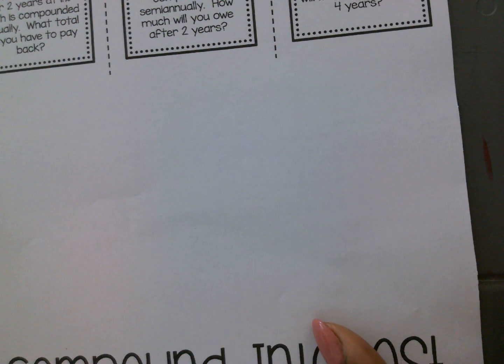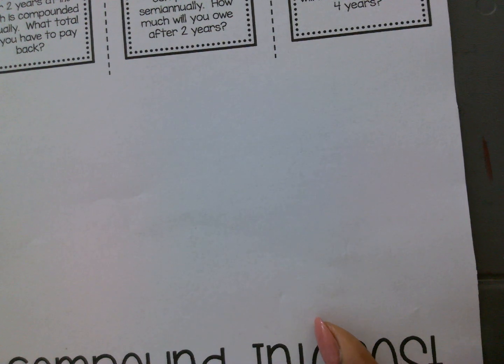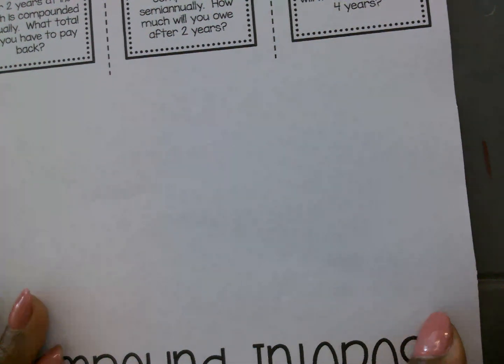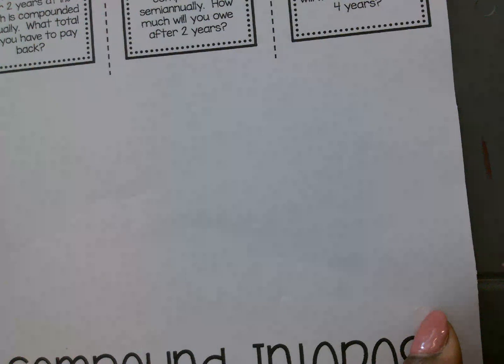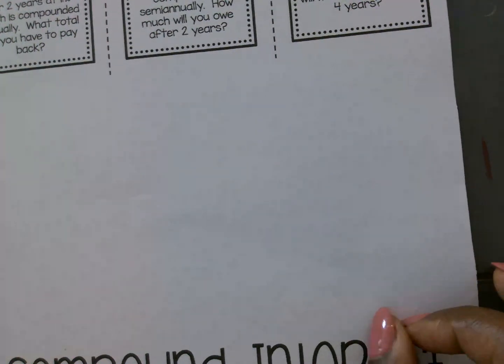All right, so the agenda is on the board. We did our EOC review. Now we're going to do notes on compound interest. In your group, after we finish, you're going to do word problems on exponential functions, growth, decay, and compound interest.